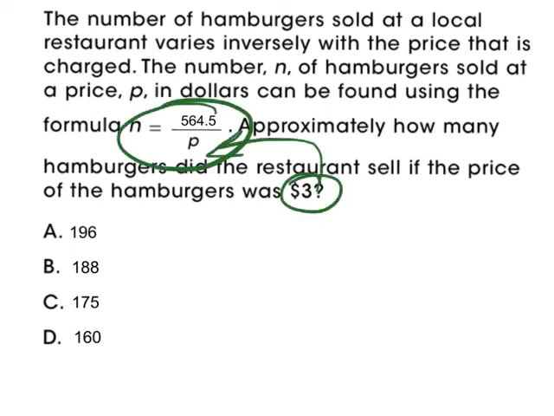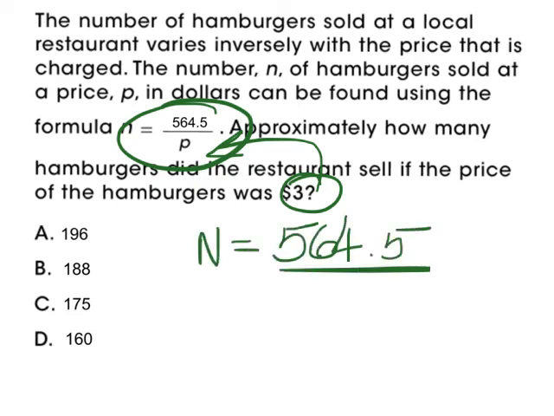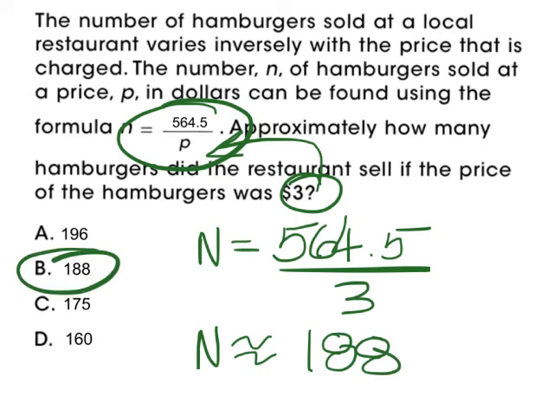The formula is this, and if the price is 3, you plug it into the bottom of the formula. When you plug it into the bottom of the formula, it's 564.5 divided by 3, and that means N is approximately equal to 188, which is B.